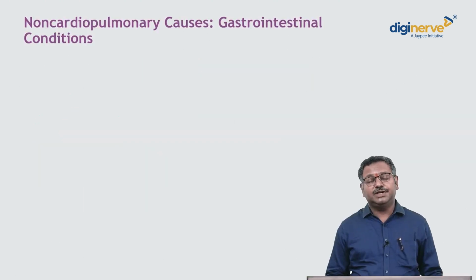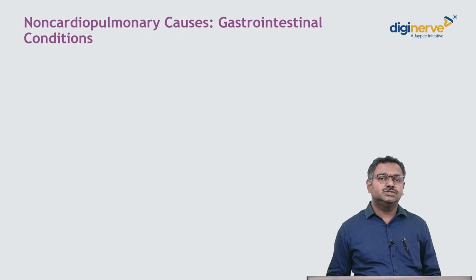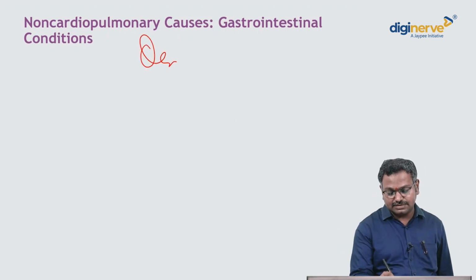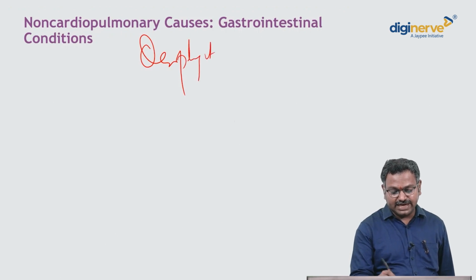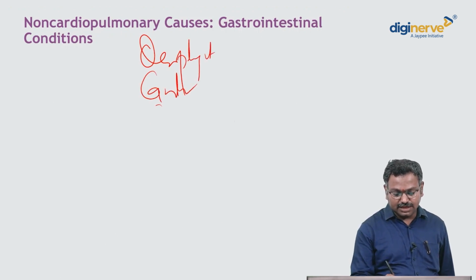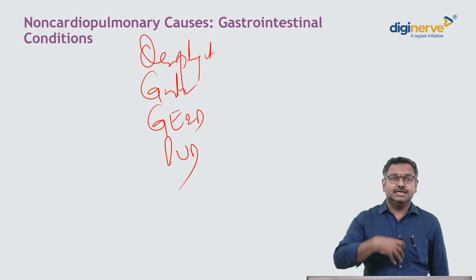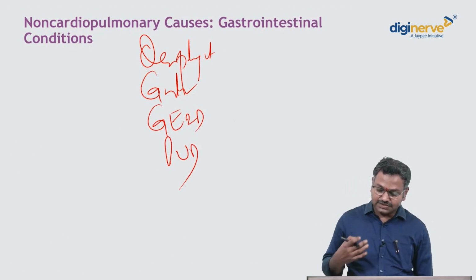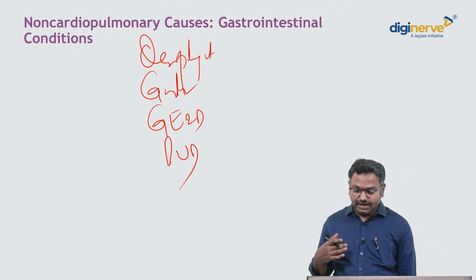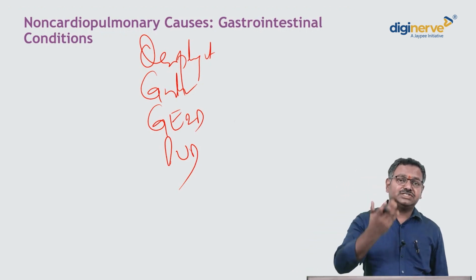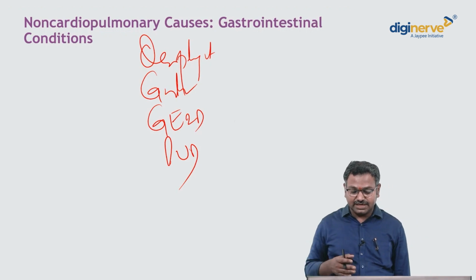The non-cardiopulmonary causes, coming on to the GIT causes. You could have an esophagitis, a gastritis, gastroesophageal reflux disease, and peptic ulcer disease, which is important. These patients would possibly have a burning sensation associated with nausea and vomiting, and they can have water brash sort of symptoms. That's how you can diagnose.